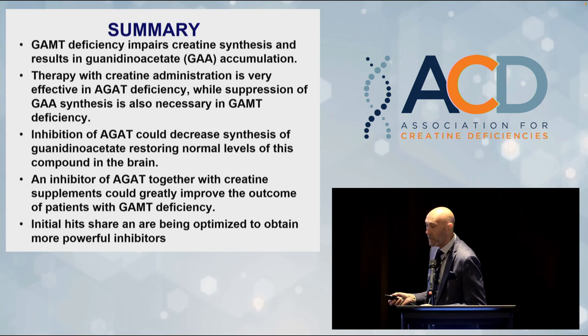So, in summary, GAMT deficiency impairs creatine synthesis and results in guanidino acetate accumulation. Therapy with creatine administration is very effective in AGAT deficiency, which I didn't discuss today, while suppression of GAA synthesis is also necessary in GAMT deficiency. Inhibition of AGAT could decrease synthesis of guanidino acetate, restoring normal levels of these compounds in the brain. An inhibition of AGAT together with creatine supplement could greatly improve the outcome of patients with GAMT deficiency. Initial hits share the arginine backbone and are being optimized to obtain more powerful inhibitors.